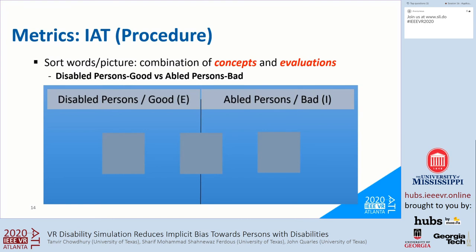Here is how an IAT is conducted. The screen is divided into two sides, labeled on the top. Here, the category Disabled Person is grouped with Good and the category Abled Person is grouped with Bad. When a word or picture from the previous slide comes in the middle, the participants had to press E or I to categorize them as the left group or the right group.